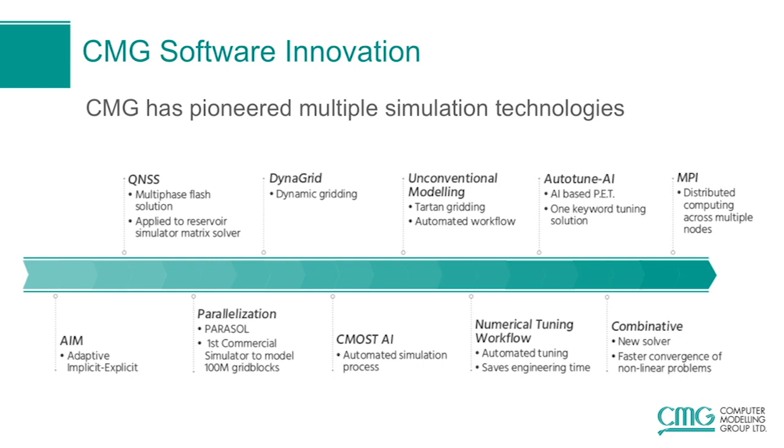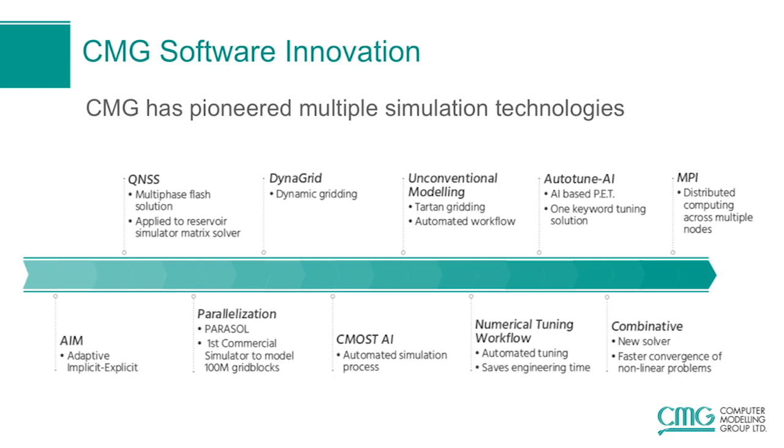We are the only one to offer dynamic gridding, which is the ability to change your grid size as your simulation progresses. About 12 years ago, we introduced CMOST and CMOST AI, which was and still is the most comprehensive software to assist you with your sensitivity analysis, history matching, uncertainty analysis, and optimization workflow. A couple of years after that, we introduced the unconventional modeling workflow, which uses tartan gridding to properly model your hydraulic fracture. This works in conjunction with CMOST to provide an automated workflow to help you better understand your unconventional resources, as well as to optimize your fracture designs.